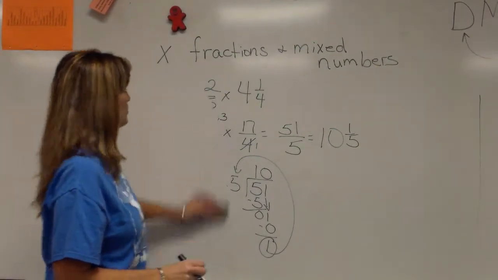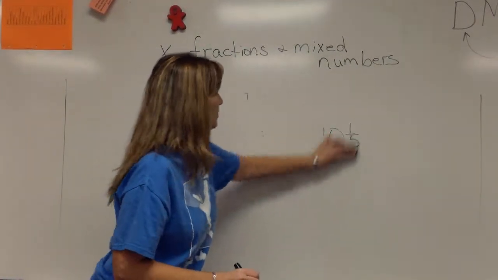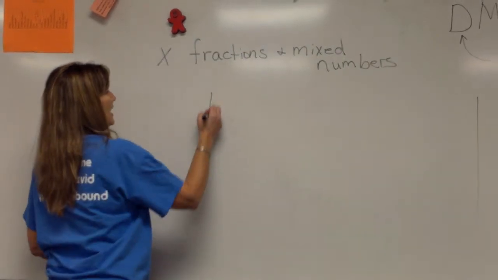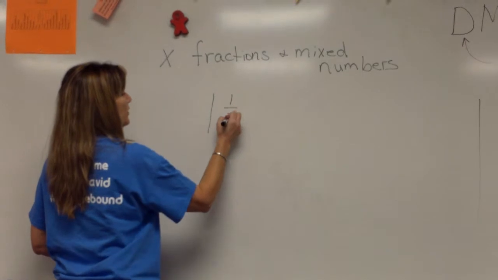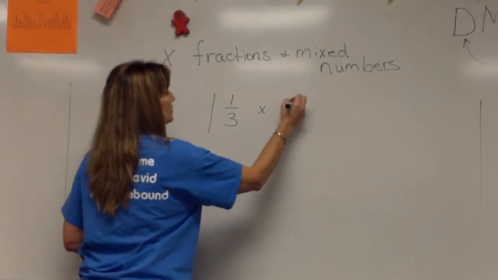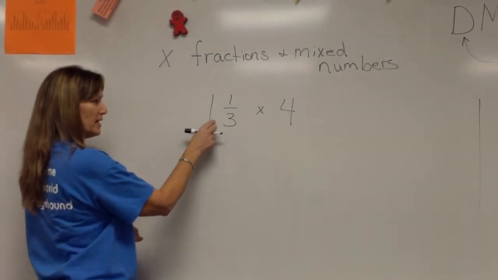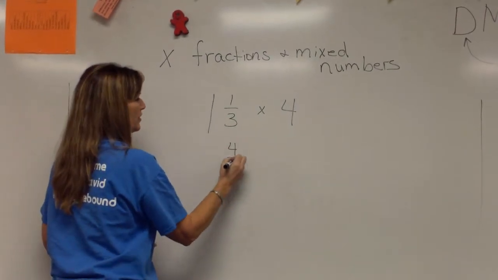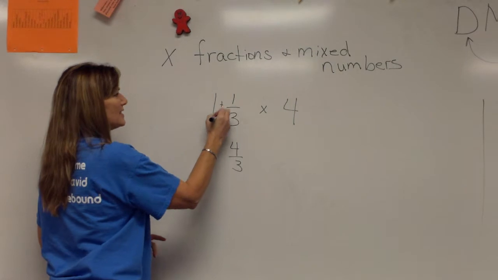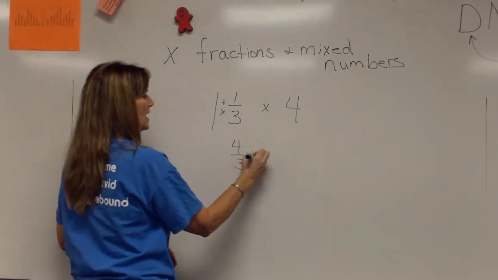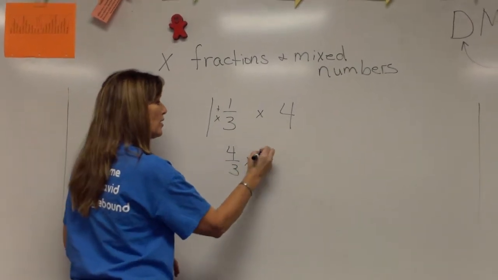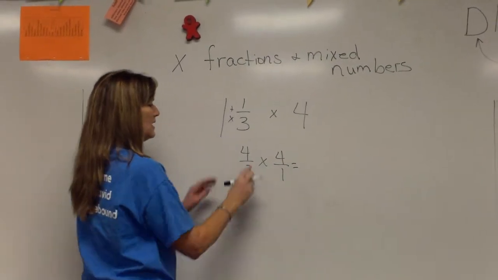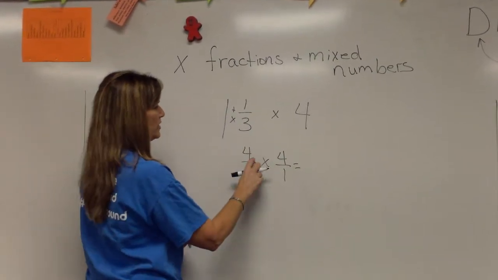Okay, do one more of these. Let's say I have 1 1/3 times 4. Have to make it improper. 1 times 3 is 3, plus 1 is 4/3. Again, the kids call this the Texas method. If I have a whole number, the whole number has to go over 1. That is a must. There's nothing to cross-reduce.